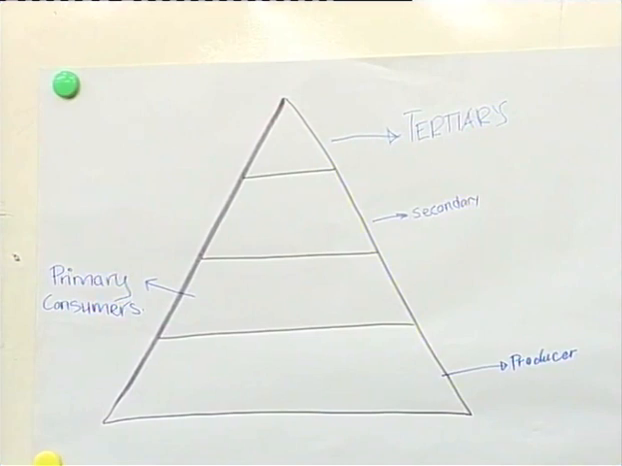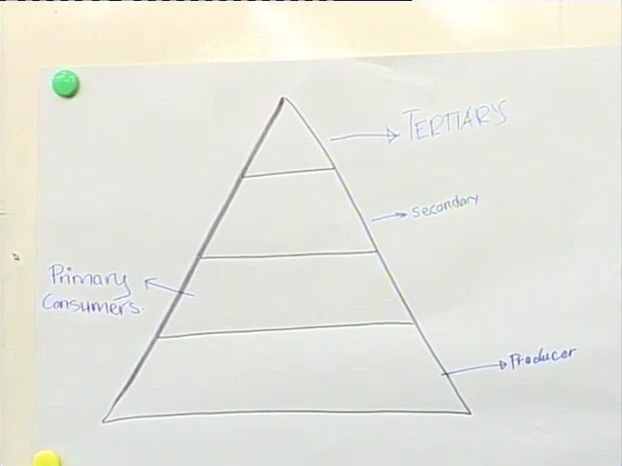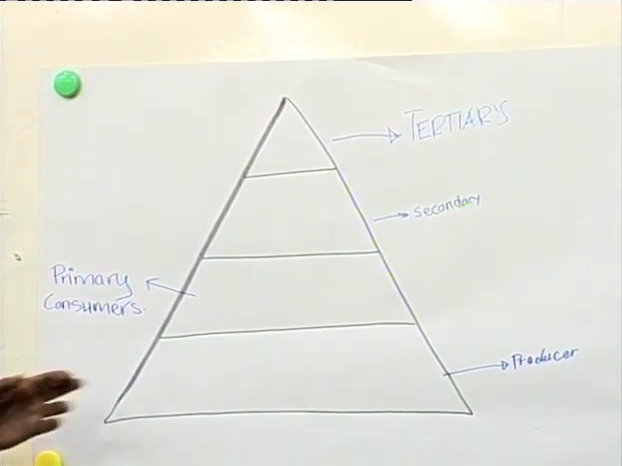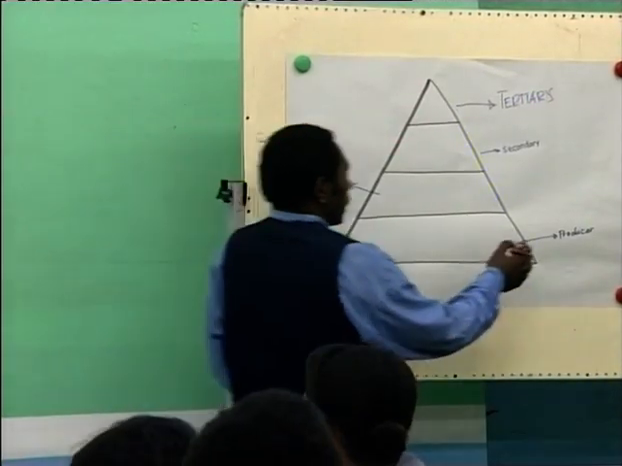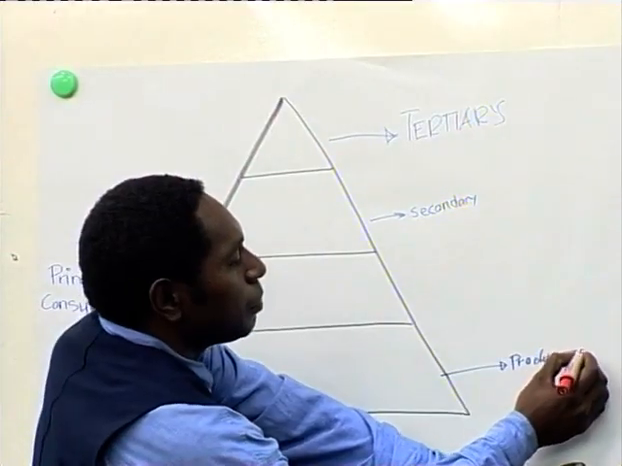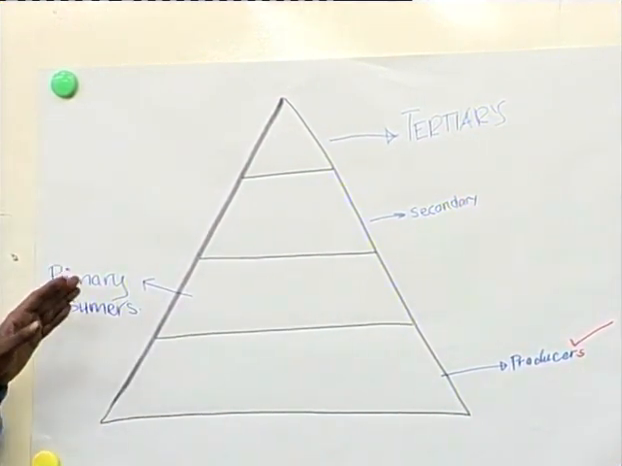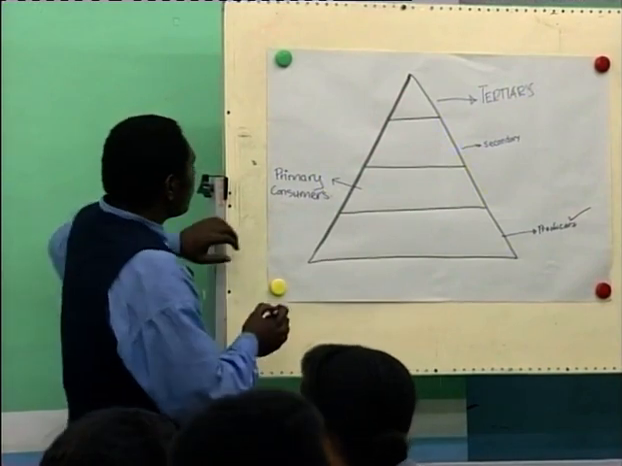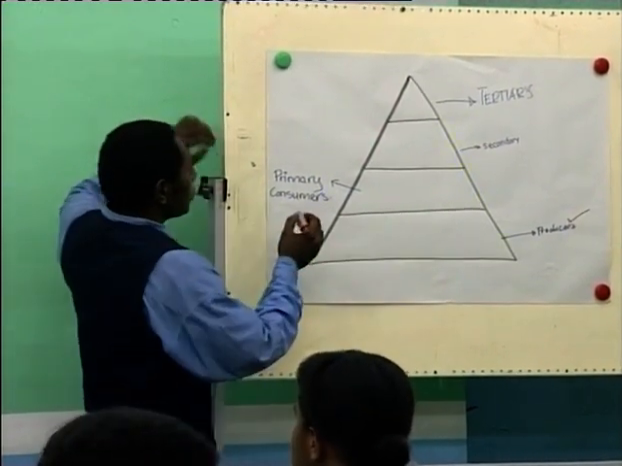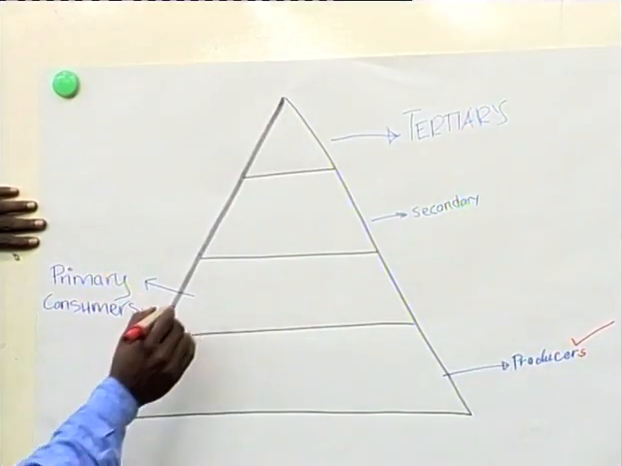Right, thank you very much. Let us see our friends' work here. Down here, all agree it is the producers. Very good. So these are where the producers are. Now, after the producers, we have the primary consumers. Very good.